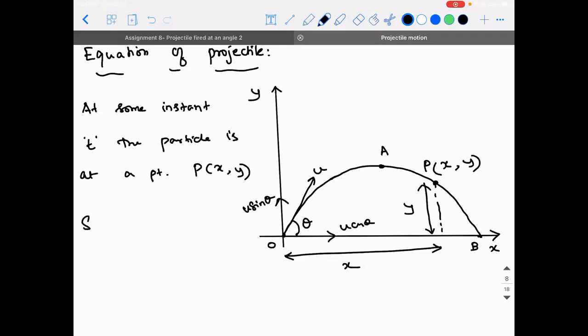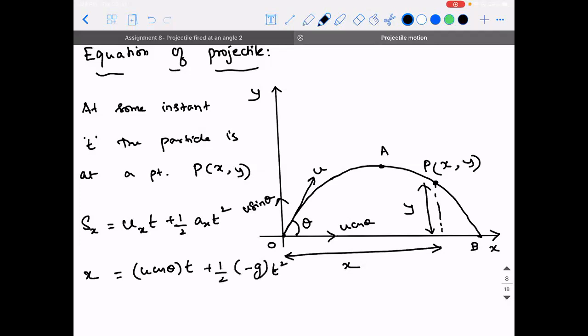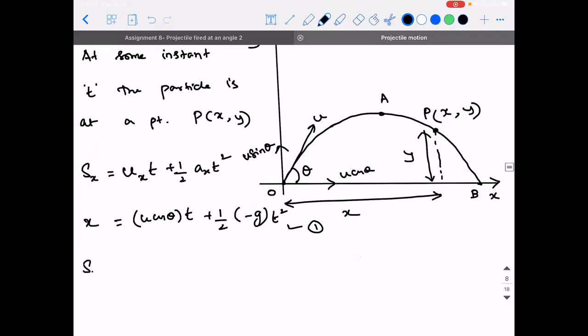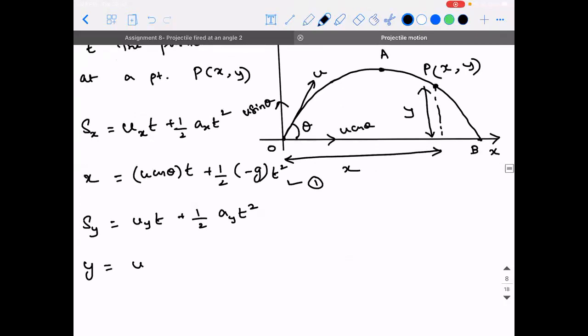Then the displacement of the particle along x direction is given as ux into t plus half into ax into t square. So if I apply the values here, x will be equal to u cos theta into some time t plus half into acceleration is minus g into t square. Okay, let me call this equation number 1. Similarly, if I apply the same formula along y direction, then I'll get y is equal to u sin theta into t.